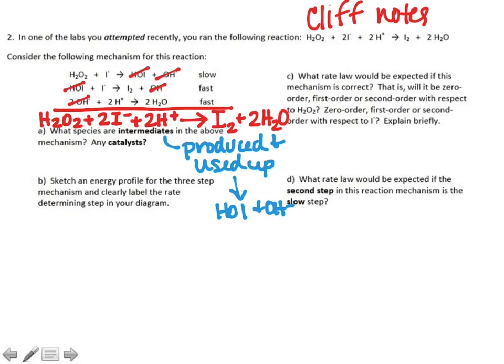What about catalyst? Going back to your AP Bio, what is a catalyst? Okay, speeds up the reaction. So what a catalyst is compared to an intermediate, catalysts are added to the mechanism at some point, either at the beginning or at the end, and then they are spit out at the end.